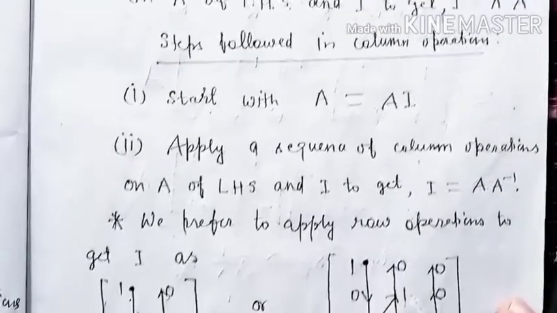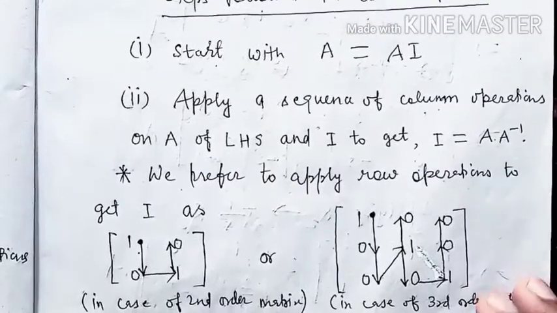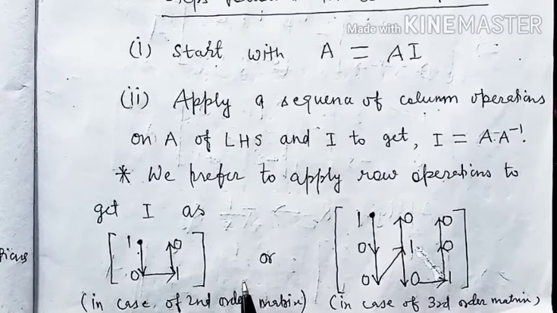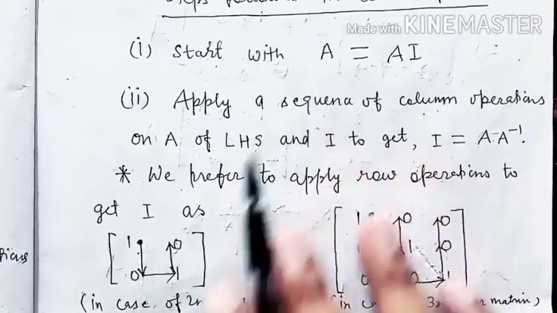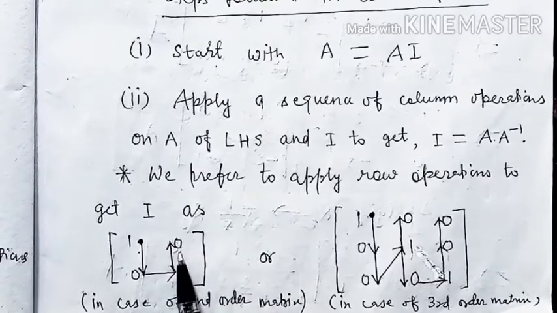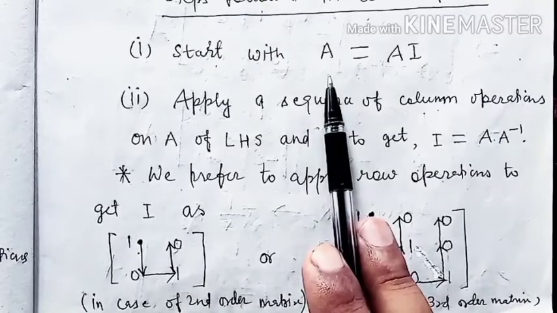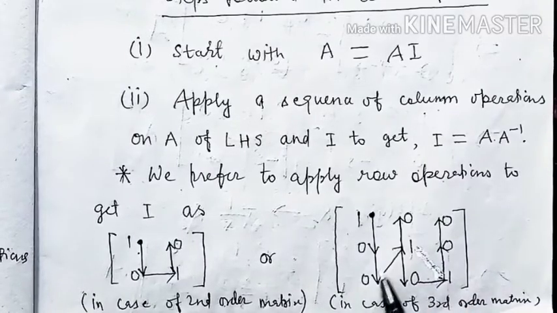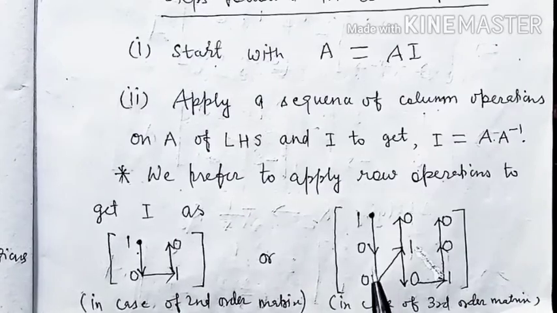This was the pattern obtained in case of a second order matrix. We have to change the LHS A into this form. So we start with this position and go along the row. Likewise, in case of a third order matrix, we have to change this LHS A into the identity matrix I, and we start with this position and go along the arrowhead shown.